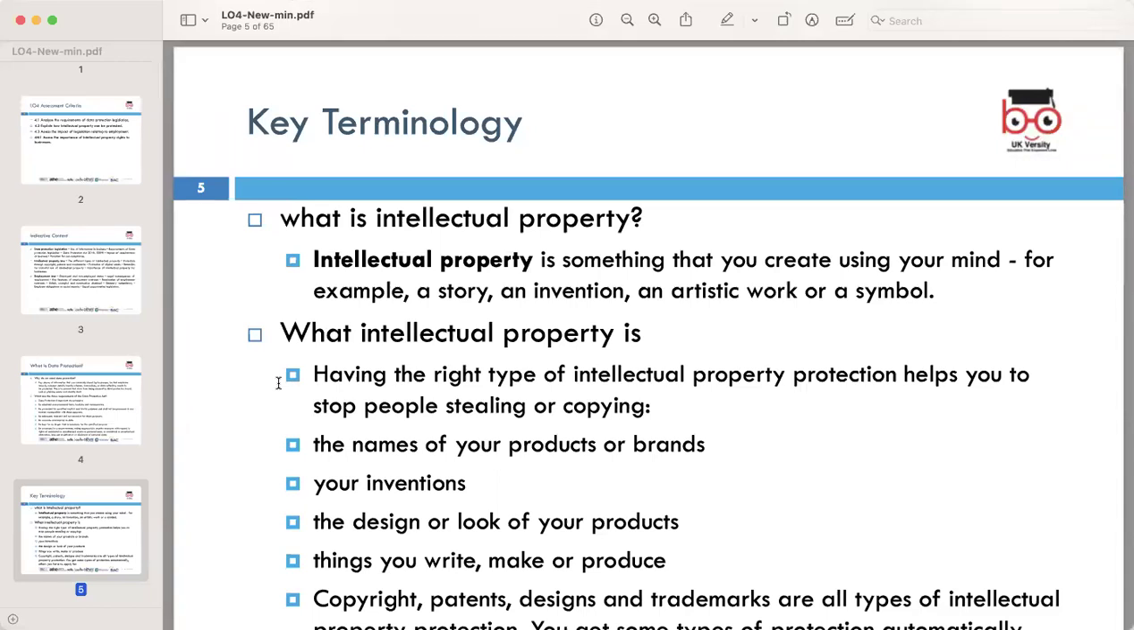Intellectual property is defined as creations originating from the mind, such as stories, inventions, work, or symbols, clarifying the nature of intellectual property. So it is emphasized that having the correct type of protection is essential to prevent unauthorized actions like stealing or copyright infringement. So the protection extends to various aspects, including the name of products, brand, inventions, the design or appearance of products, and creation in written or produced form.